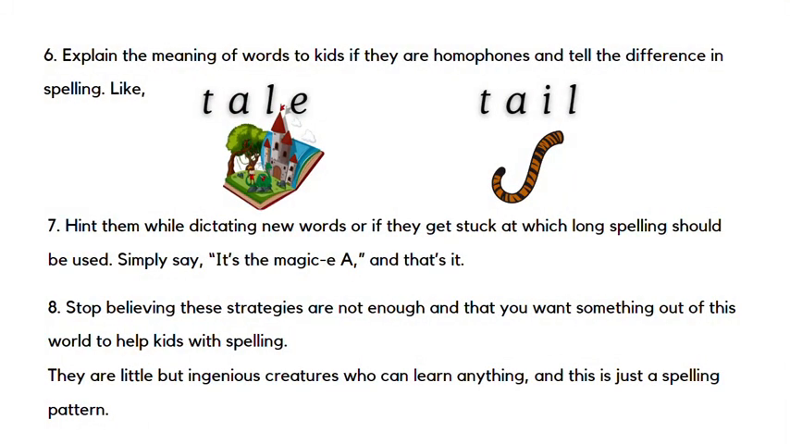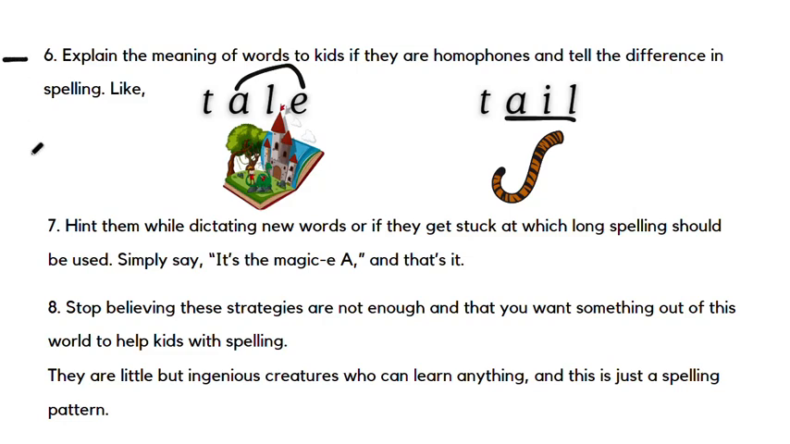When you are giving them a spelling, explain the meaning of words if they are homophones and tell the differences in the spelling. Like if the word is tail and tale, they both have the same sound, they are homophones. So explain the meaning. Tale with the magic key means story, and tail with AI means the tail of an animal. So associate the meaning of the word with the spelling.